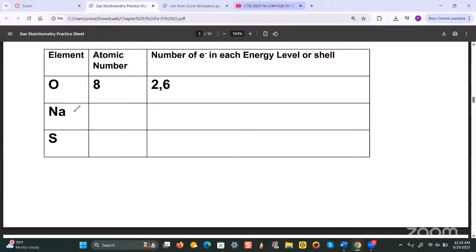Okay, so what's the atomic number of sodium? Anybody? 11. Okay, so how would we determine the electron configuration?